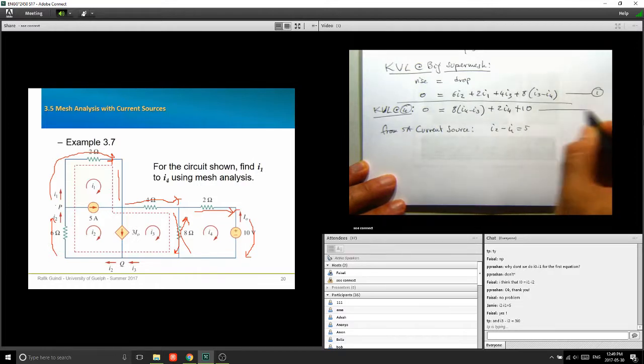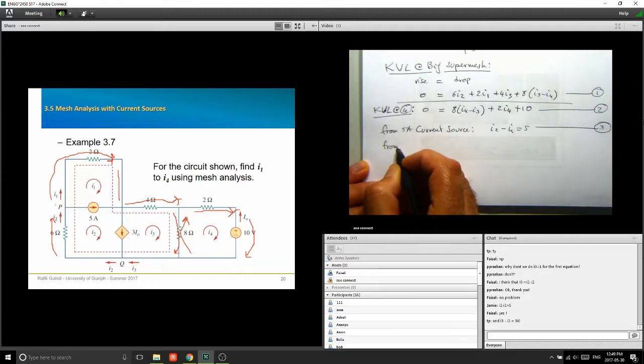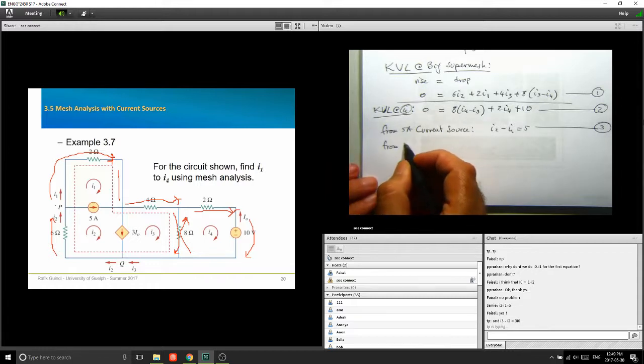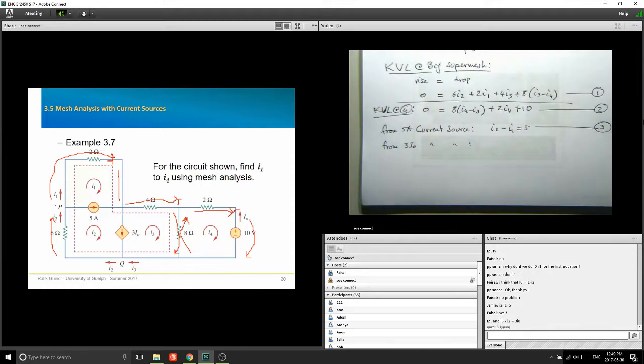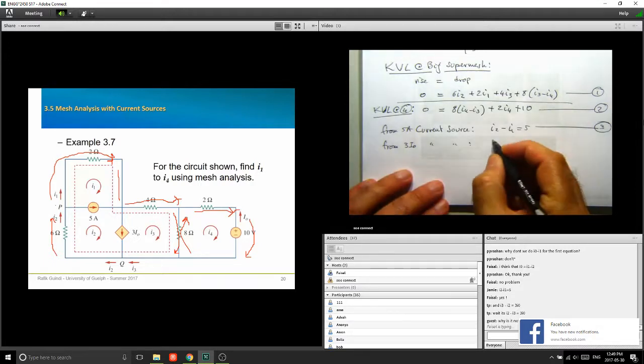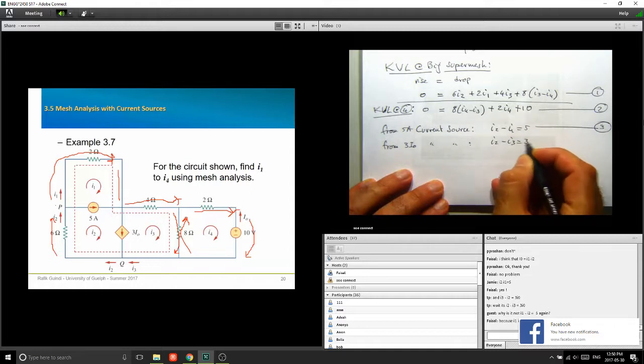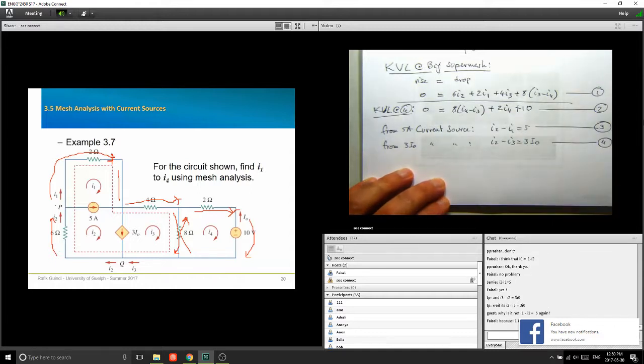So here this is equation 1, 2, equation 3, and then from the 3 I0 current source, what would the 3 I0 current source give you? I2 minus I3, exactly. I2 minus I3 equals 3 I0. Okay, so here are your 4 main equations.